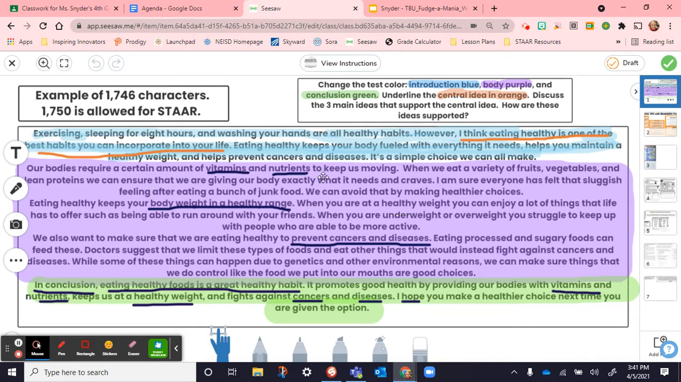Then you can't just say that, you have to explain what you mean. So make sure, go back to yours and look. After you said that, like after I said our bodies require a certain amount of vitamins and nutrients to keep us moving, did you just stop and go on to your next reason, or did you fully explain what you mean by that? So go back and look at yours.